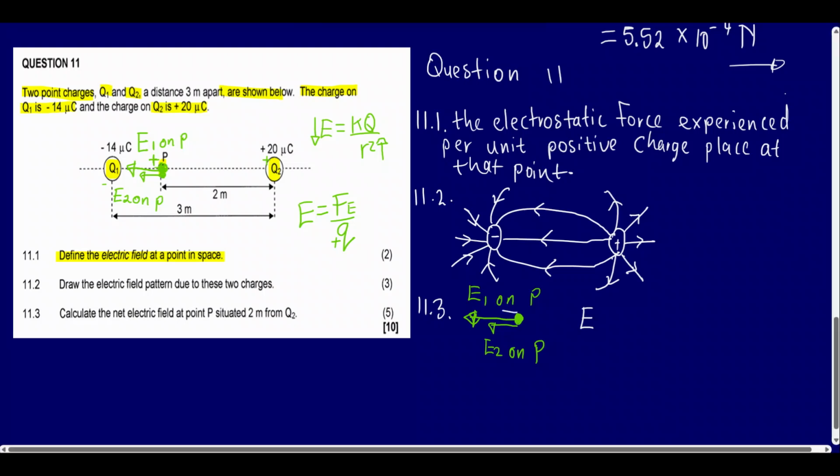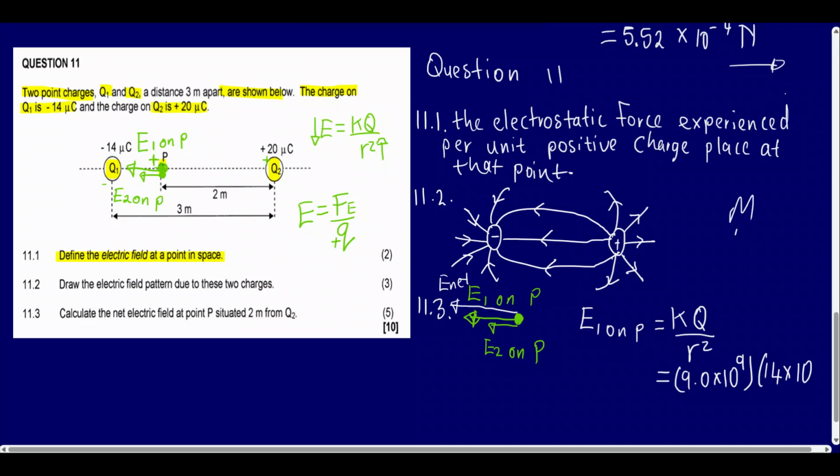Now let's quickly calculate the electric field. The net will obviously be going in that direction, the E net. So we have figured out the direction of the E net. But to get this E net, we have to get E1 on P first. So how do we do that? We say KQ over R squared. Then what is K? K is Coulomb's constant, it's at the back of the formula sheet. Q is the charge, which is 14.